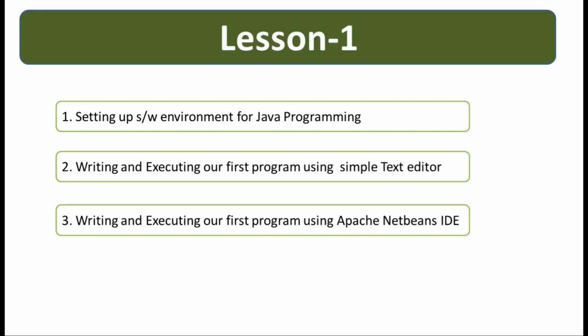The following are the three things that we are going to see as part of lesson 1. Number 1. Setting up necessary software tools for writing Java programs, writing our first program, compiling it, executing it using a simple text editor, writing the same program again using Apache NetBeans. Of course, we don't rewrite it, we will simply copy paste it, but this time we will be using the Apache NetBeans IDE. Upon completion of these 3 points, we'll end up our lesson 1.